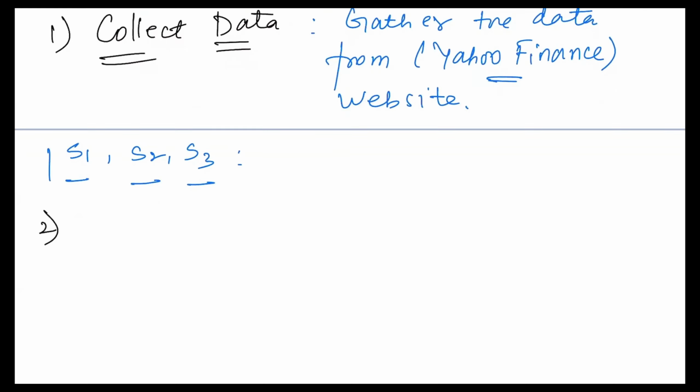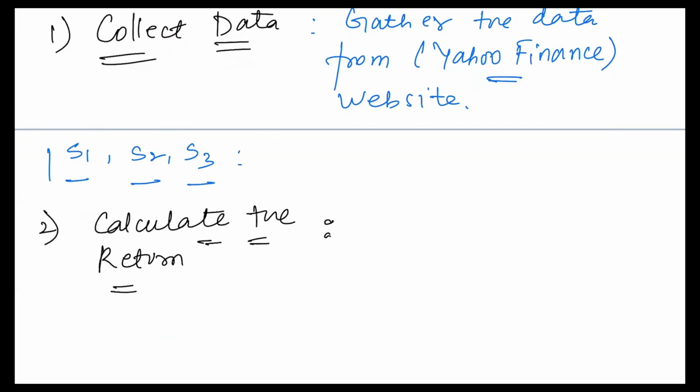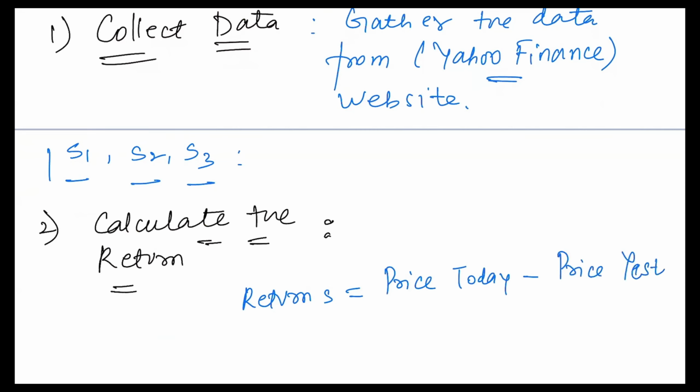Second step is calculate the returns. So how do we calculate the returns? If you see the mathematical formula, returns is equal to price today minus price yesterday, divided by price yesterday.